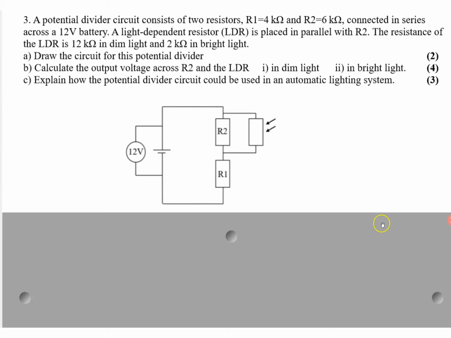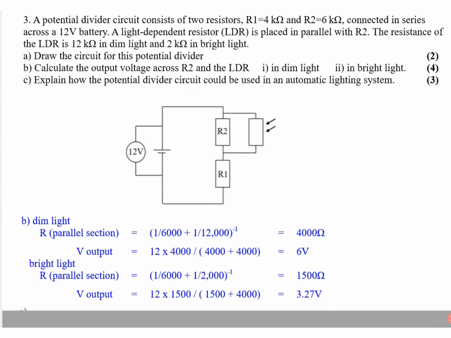Question 3, part A. So this would be our 2 marks. We have our potential divider circuit, R1 and R2, and then the LDR connected in parallel across R2. Okay, we need to work out the resistance of the parallel section. So we have 1 over 6,000 plus 1 over 12,000. Invert your answer. That gives us 4,000. Then we can use the potential divider formula to work out the voltage across our LDR parallel section, which is going to be 6 volts.